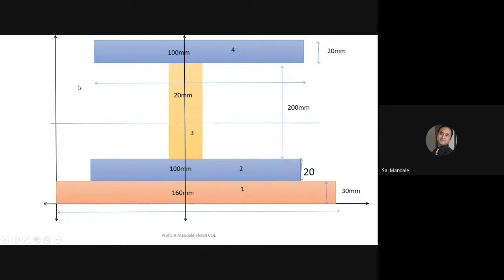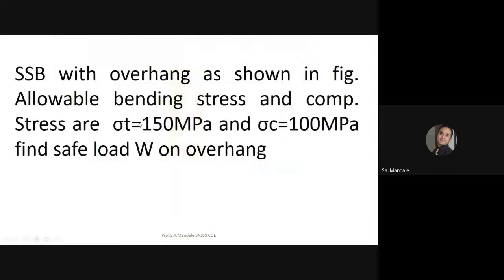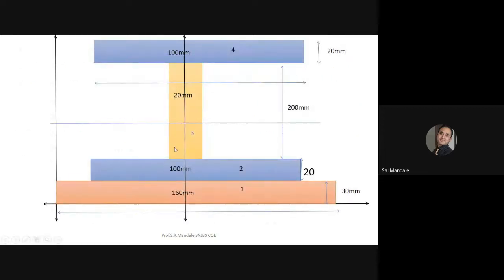Can anybody tell me what is the x bar for this? This is the statement from the numerical which we conducted in the last lecture. A simply supported beam with overhang as shown in the figure, the allowable bending stresses are sigma t equal to 150 MPa and sigma c equal to 100 MPa. Find the safe load W on the overhang. So the geometry is given to us. This is the section and this is the loading diagram.